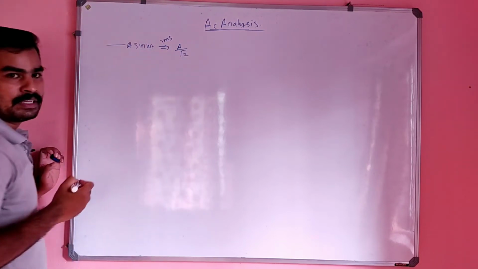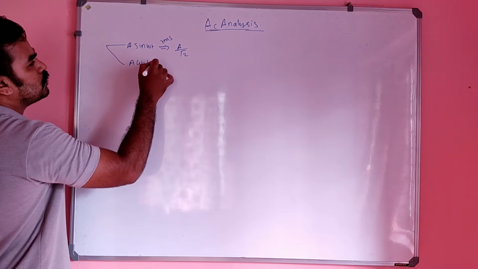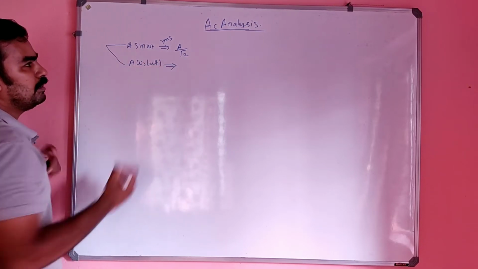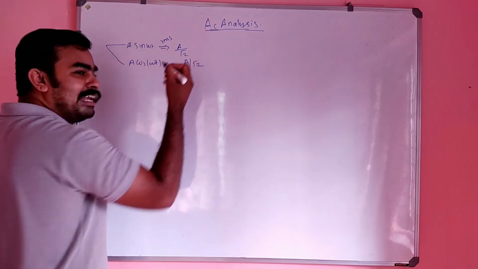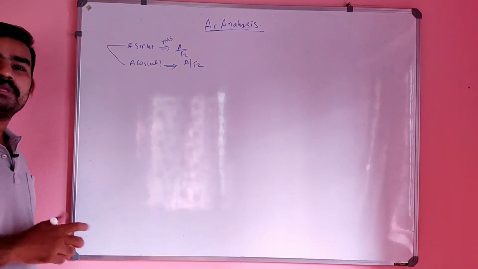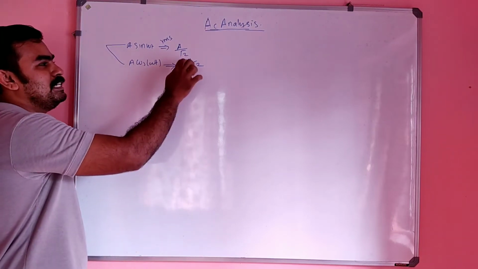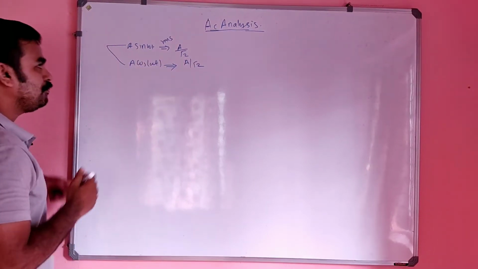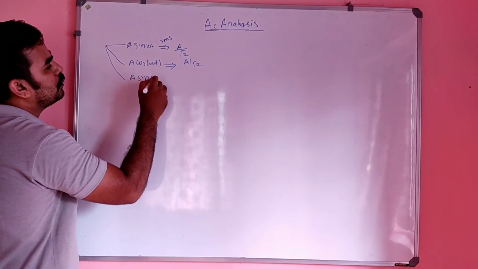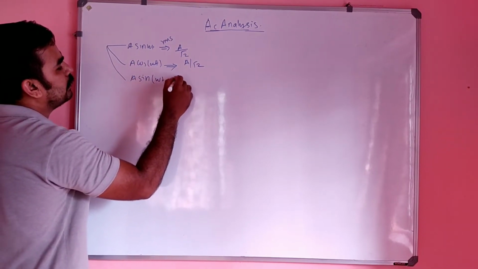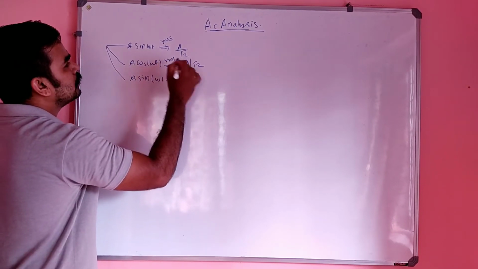And suppose you have A cos of omega t. What will be the RMS value? It is also simply A by root 2. You can directly apply it in your equation and you will find out. And if you have a waveform like A sin of omega t plus phi, its RMS value is also A by root 2.